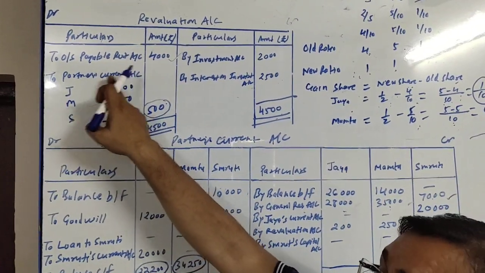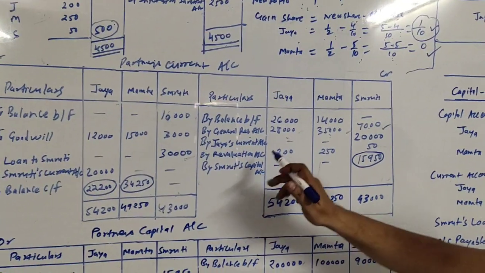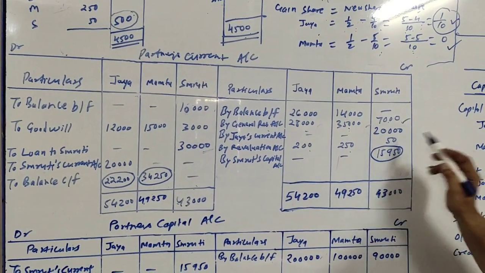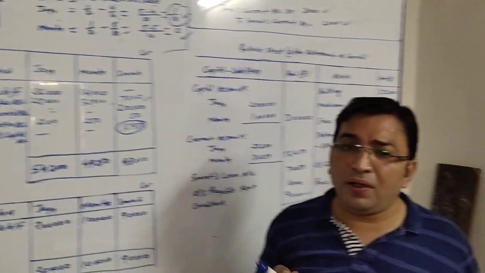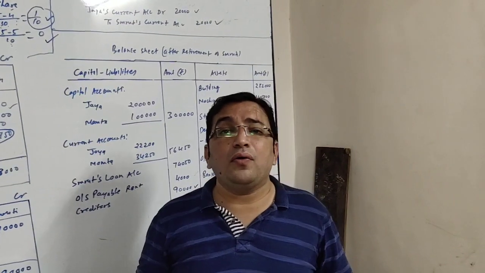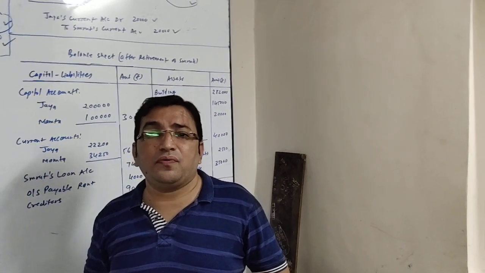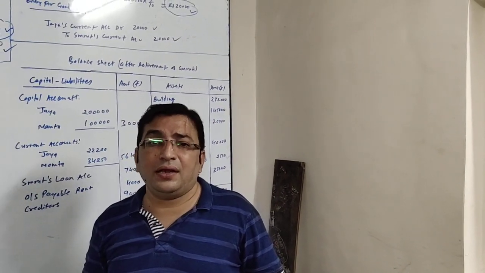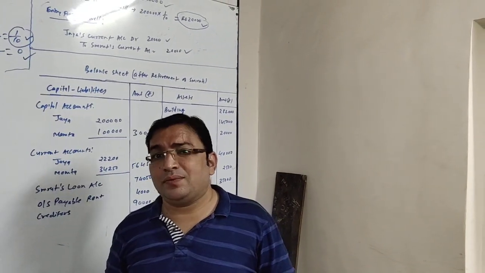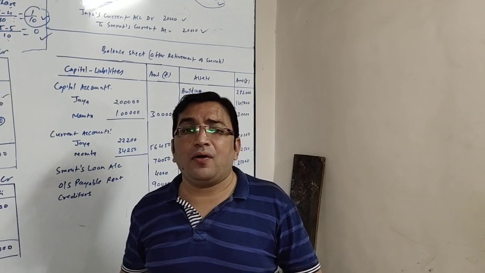Now as this should be credited to their current account, so in current account we will be transferring this by revaluation account 200, 250 and 50. Okay friends, so we have finished with revaluation account also. Now we have two accounts, actually three, but let us talk about the first two, capital account and current account. Capital account will have its own balance, and current account will have its own balance, written accordingly.